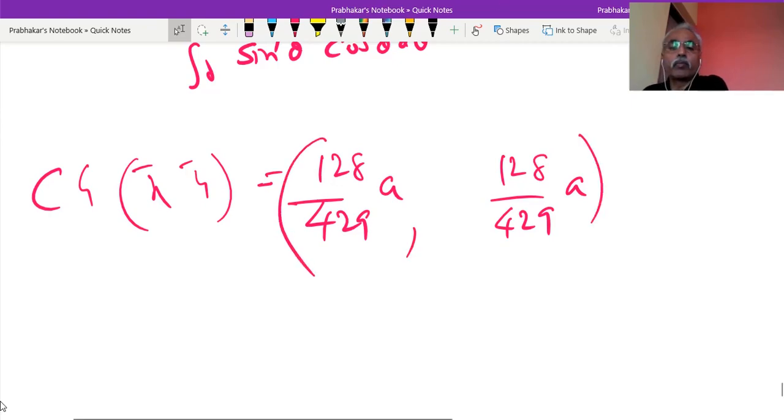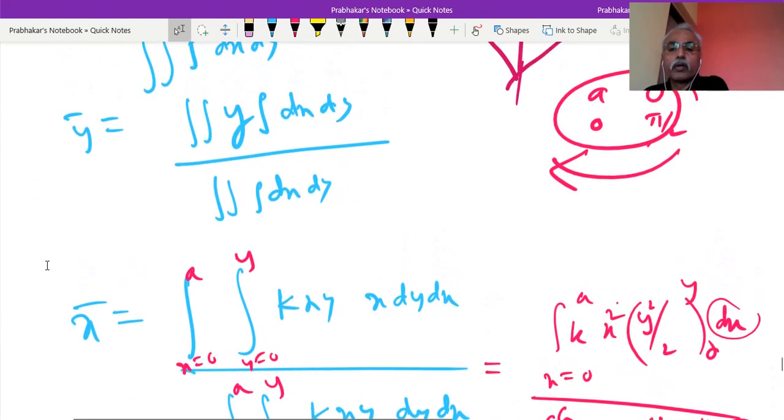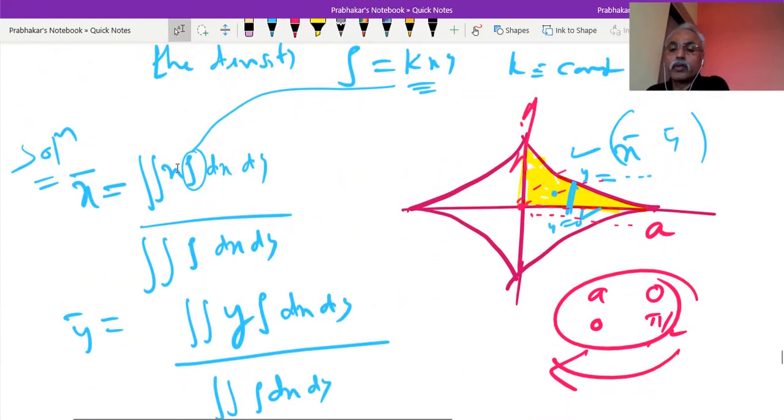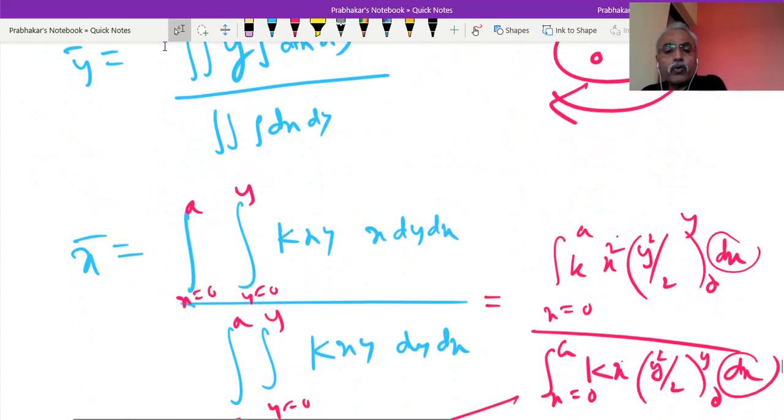Some point which I had marked with the blue color. This is some point here. That becomes the CG. Very, very similarly, we can find the CG in terms of polar coordinates also.